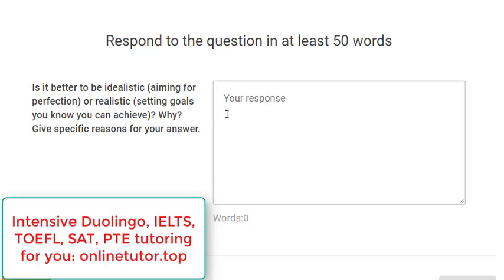Okay, guys, so let's write it now. Let's read the topic first. I took it randomly. Is it better to be idealistic, aiming for perfection, or realistic, setting goals you know you can achieve? Why? Give specific reasons for your answer. A very interesting topic, a positive one, and of course it's better when you have a certain level of English to write like this. If you are a complete beginner, probably you will not write normally, because it's impossible.